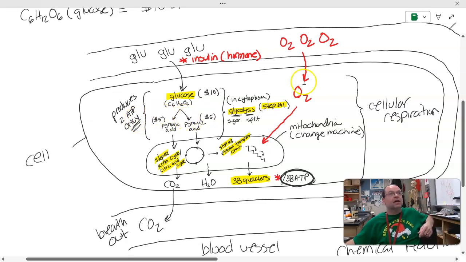Okay, now if we have oxygen present, which hopefully we do because we're hopefully breathing, so the oxygen is in the bloodstream, it hops into the cell.